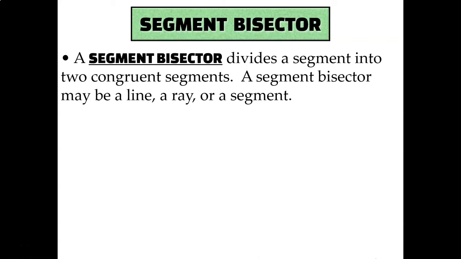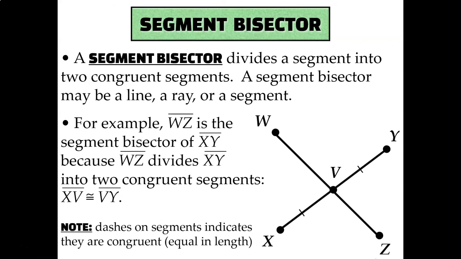So anytime we're talking about segment bisectors, you should be thinking about a diagram that looks something like this. Basically, two lines intersecting each other. But they intersect each other in a special way. In this diagram, WZ is the segment bisector of segment XY. The reason is because XY has been cut into two congruent segments. XV is congruent to VY.